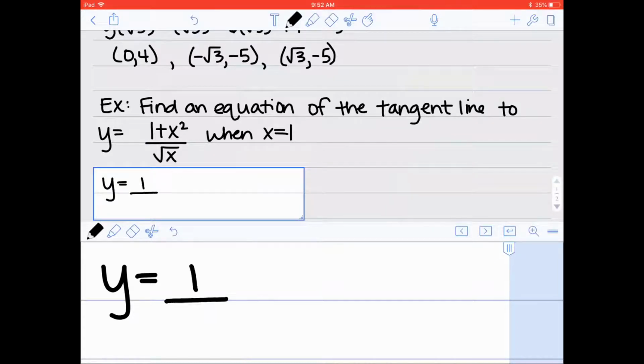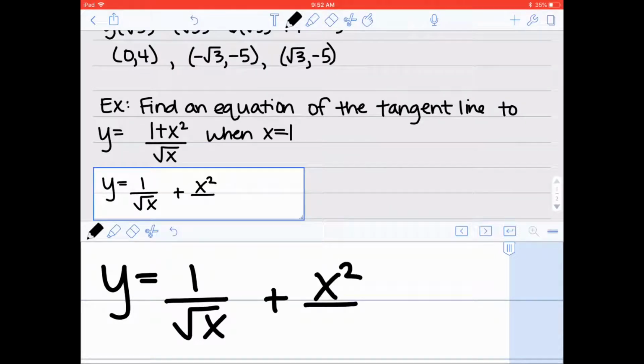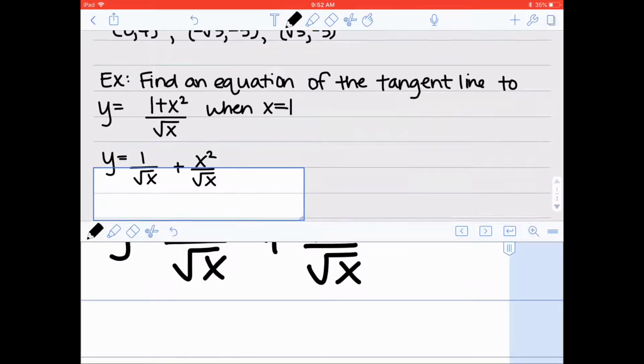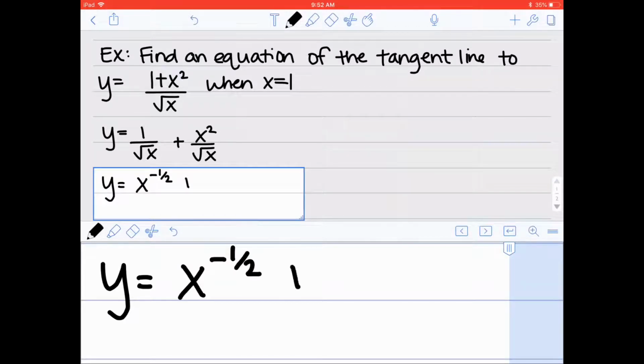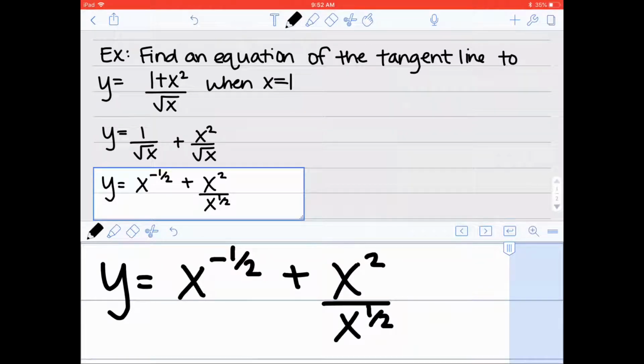So I've got 1 over the square root of x plus x squared over the square root of x. So I split that into 2 fractions. And now I'm going to rewrite this as x to the negative 1/2. And then the second part I'm going to think of as x squared over x to the positive 1/2, right? Since I'm leaving that square root on the bottom, it's still a positive exponent.